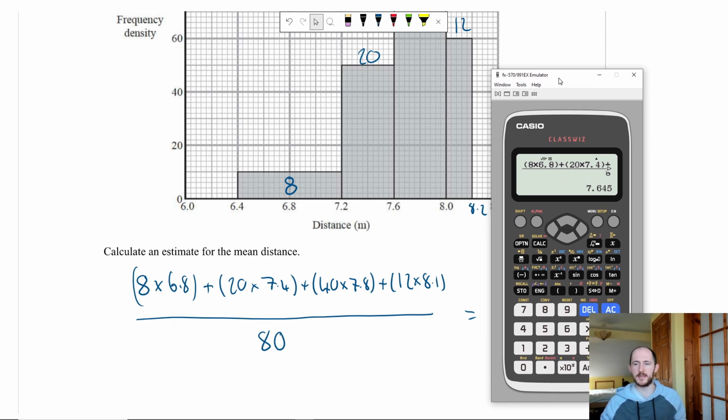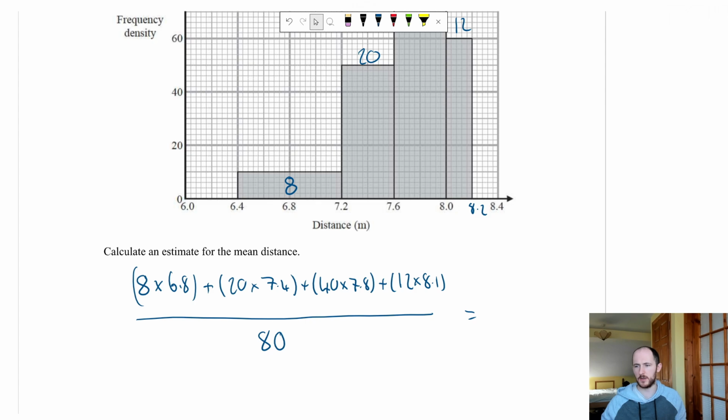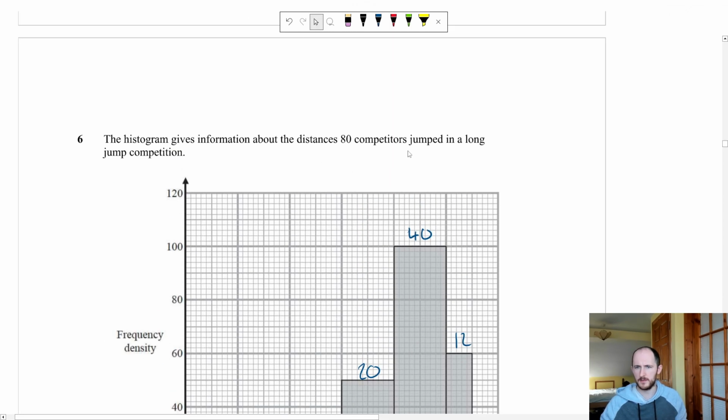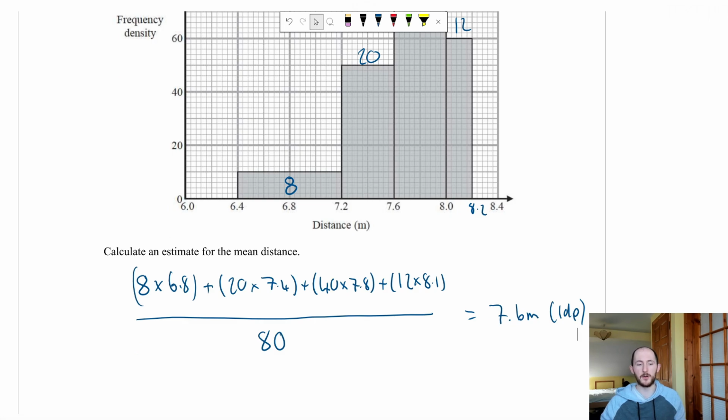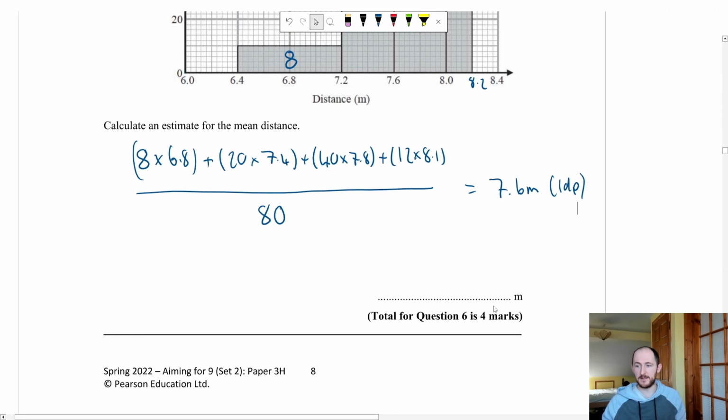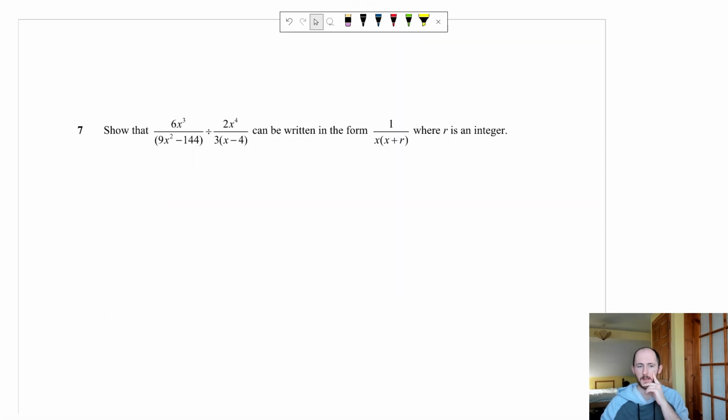7.645. I would say do it to 2SF because everything here is to 2SF or 1 dp, whatever you want to call it. So 7.6 to 1 dp. And that would be meters. Is that a long jump by any chance? That's pretty far. Okay, cool. But yeah, hopefully that makes sense. Again, we did that quite quickly. It's a 4-mark question. Not bad.